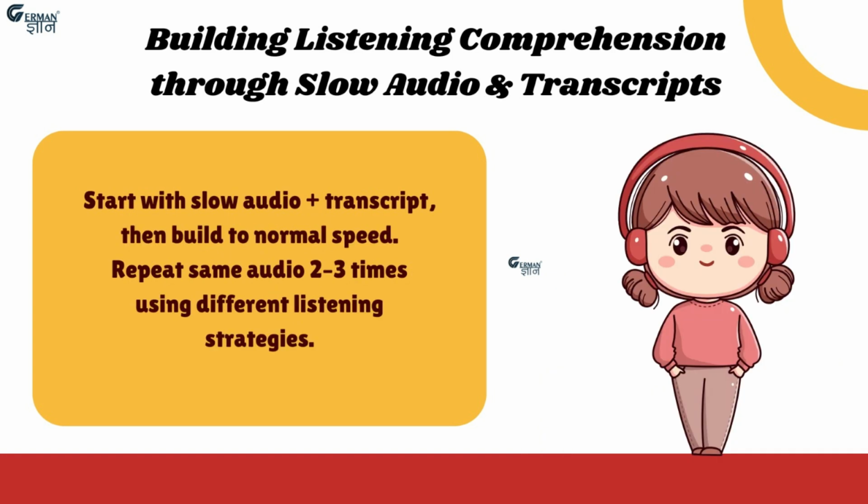Building listening comprehension through slow audio and transcripts. Now, fast native German sounds overwhelming and unclear. For this, what you can do is start with slow audio plus transcripts, then build to normal speed. You can also repeat the same audio 2 to 3 times using different listening strategies. Like you can first listen to a video with a transcript at a slow speed, then you can adjust the speed to normal and again listen to it with the transcript, and the third time you can just remove the transcript and then listen to the video.